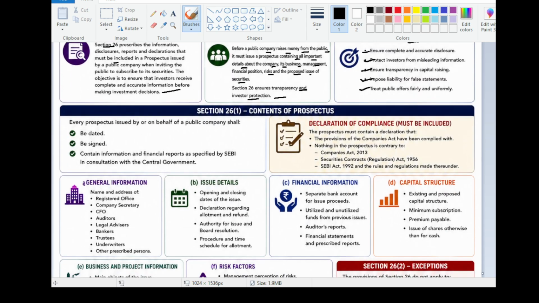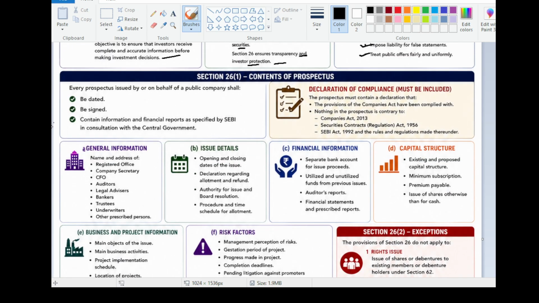Okay. Section 26, subsection 1: contents of prospectus. So here, every prospectus issued by or on behalf of a public company must be dated, be signed, and contain information and financial reports as specified by SEBI in consultation with the Central Government. General information: name and address of the registered office, company secretary, CFO, auditors, legal advisors, bankers, trustees, underwriters, and other prescribed persons. The general information should be available.